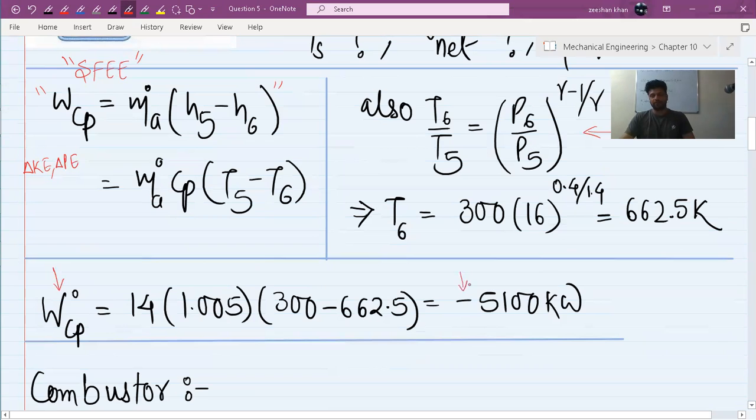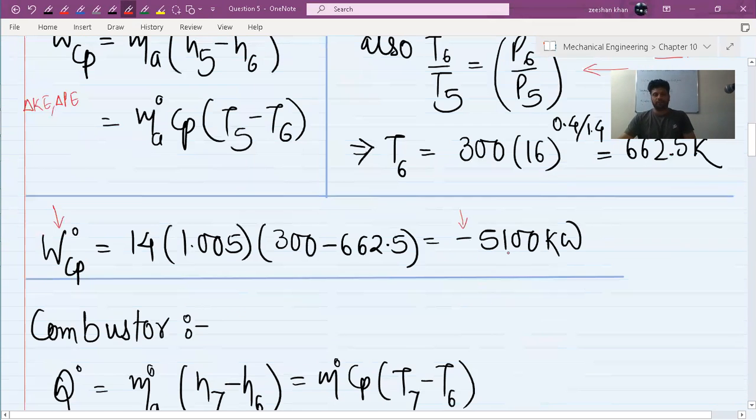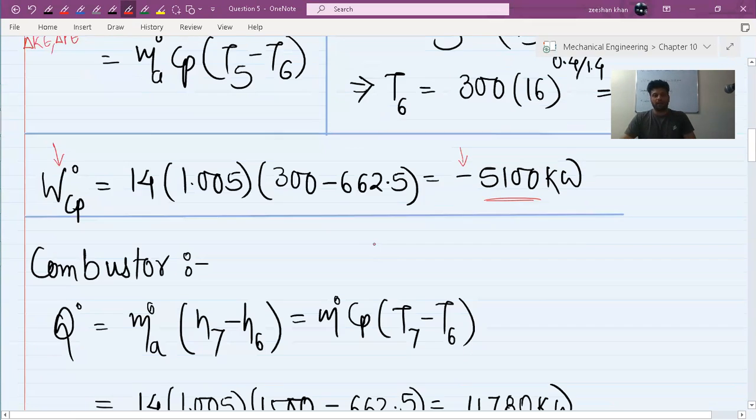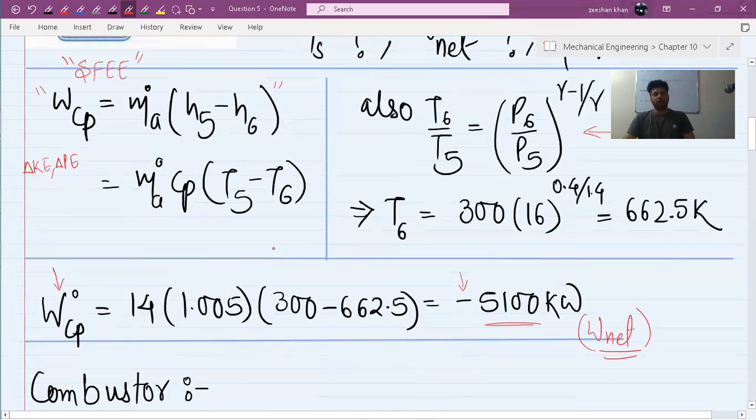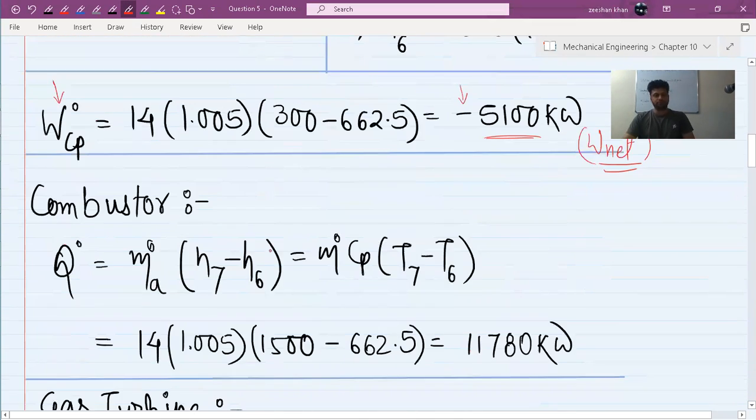The negative is obvious because the compressor is working on the air, on the gas, so if the amount of work done is negative, it's going to require work. But still this amount of work is something that we should focus on in our calculation. It's going to play a part in the net work done in the whole binary cycle of ours, the whole combined cycle.